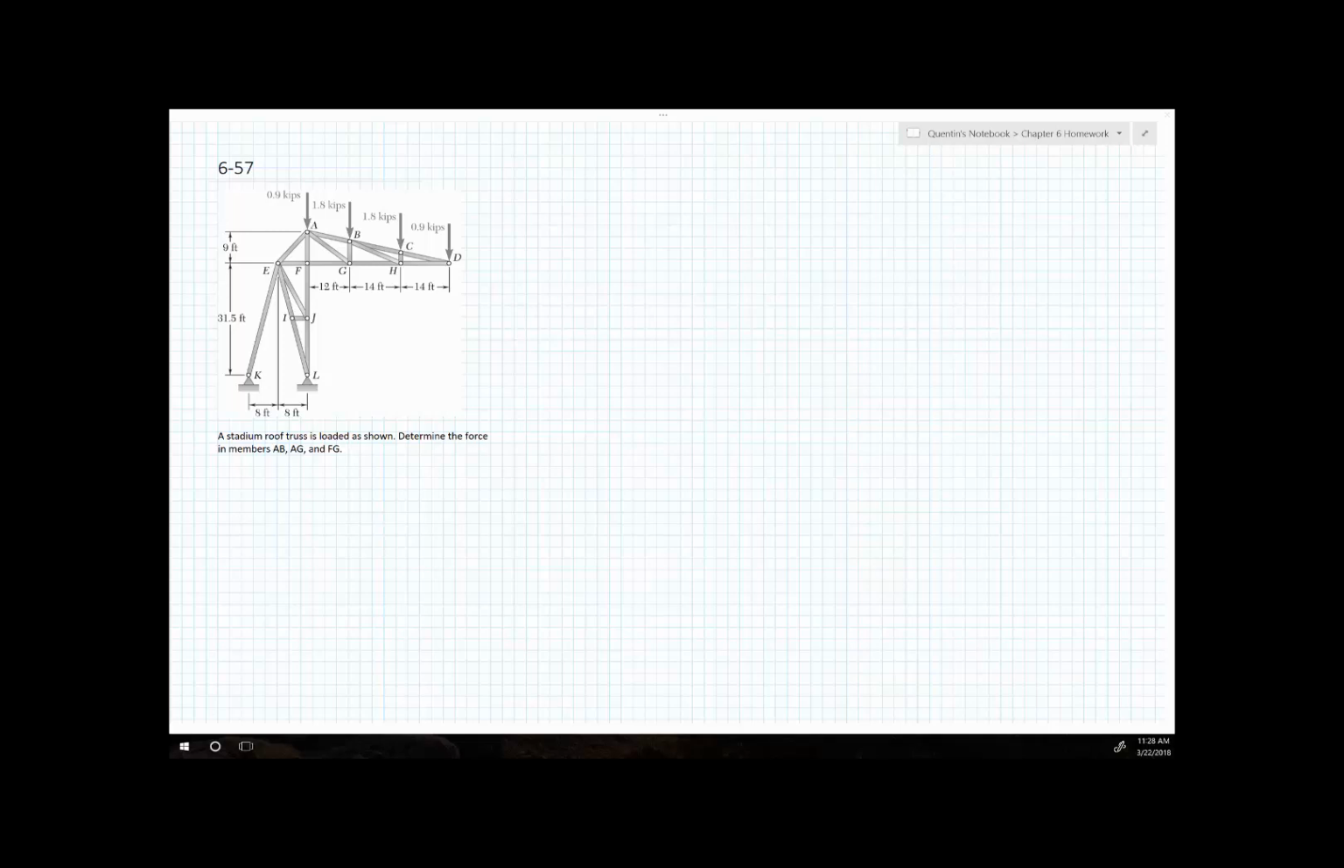Okay, let's look at 657. This is a stadium truss that has a loading as shown, and we're supposed to determine the force of members AB, AG, this one, and this one.